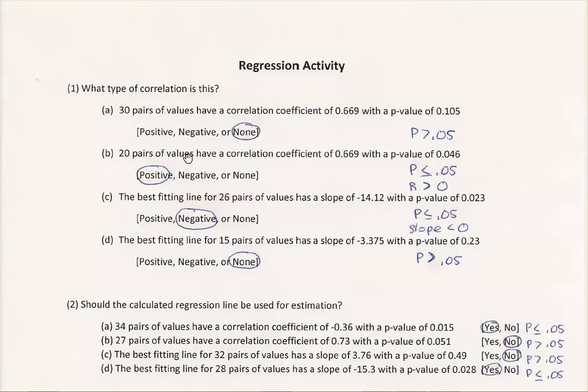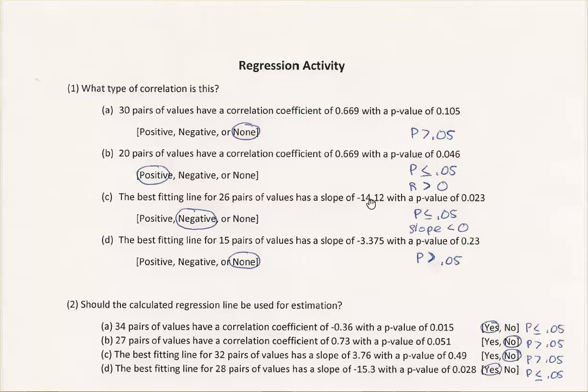Here, it doesn't even matter how many pairs of variables. Just look at this p-value. Is it less than 0.05? Yes. Then you look at the R value. Our R value is greater than 0, which means it's positive. So here, basically ignore everything except the p-value. Is that less than, oh, it is less than 0.05.